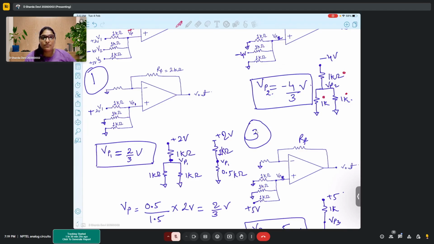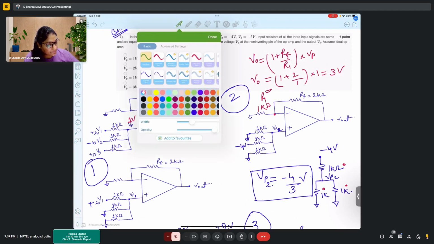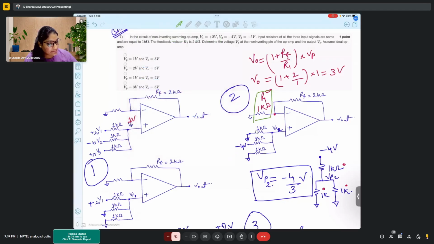In case of V0, V0 only depends on which resistance? It depends on the feedback resistor and this particular resistor. So this R1 is important for V0, not the other input resistors. They are not important. Which is R1 here? The R1 is this resistor. So this is R1. This particular resistor is R1. Okay, so this is the resistor that we are talking about.